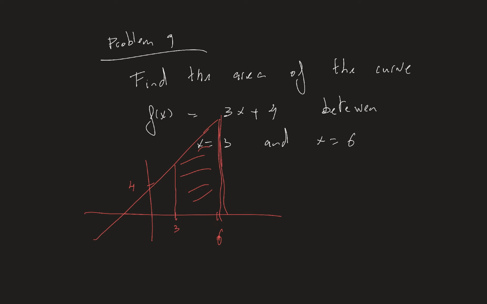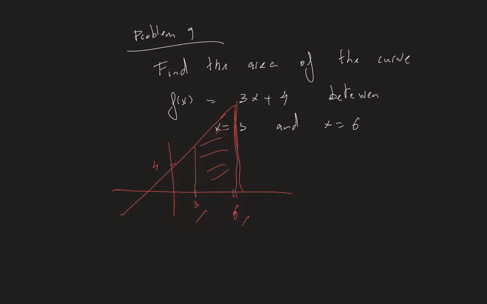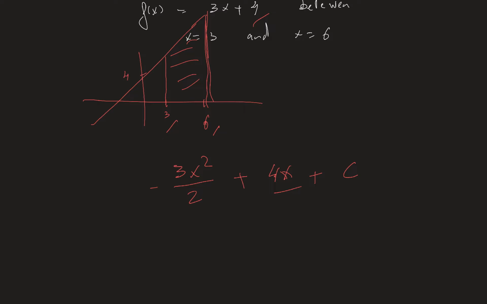To find the area, you find the antiderivative of the function, and you evaluate the antiderivative at the endpoints, 6 and 3. What is the antiderivative of 3x? 3x squared divided by 2. What is the antiderivative of 4? 4x, because the derivative of 4x is 4. So the antiderivative is 3x squared over 2 plus 4x plus c. This is the function F of x that is the antiderivative. So to find the area, I find F of 6 minus F of 3.